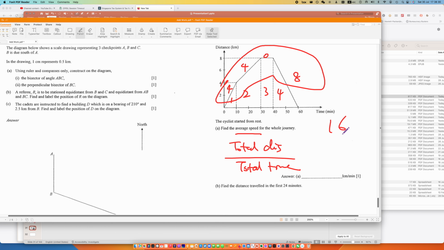Did you read it correctly? Okay, so the total time is 60 minutes. But for the speed, look at the unit they want. They want kilometer per minute. Okay, fine. Just use kilometer per minute. So 16 over 60. Did you use 16 over 60? Okay, good. So you just simplify, then you get the answer. Find the distance traveled in the first 24. So this is the thing.